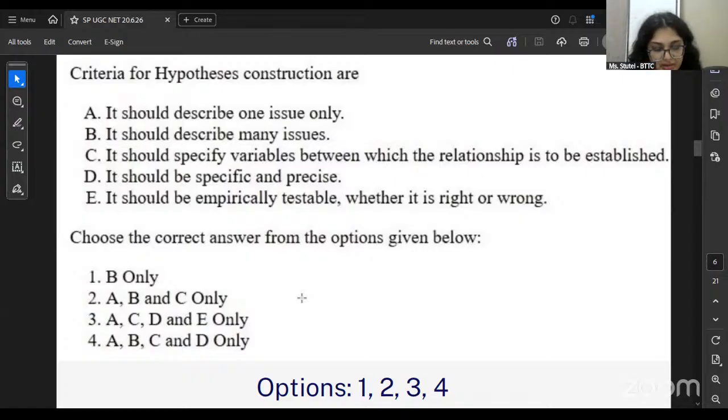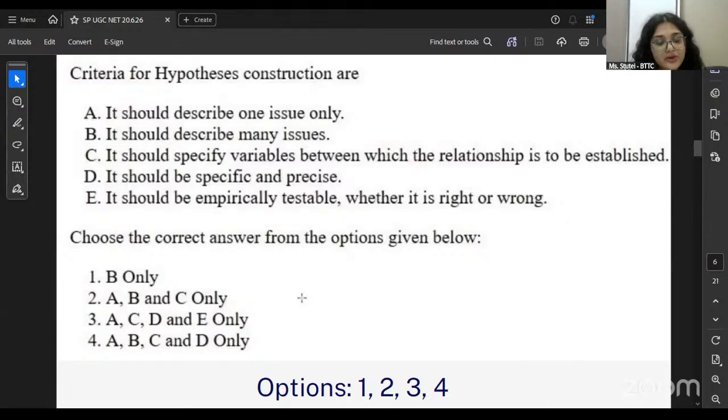So I was like, let me see. A good hypothesis should definitely be focused and deal with a specific problem or a relationship, not multiple unrelated issues. So this option seemed okay to me. Now I kept this fact in my mind. Then I moved on to the second option. It should describe many issues. Now see, the fact that I agree with the option number 1 so much, I was like, obviously this is not true. It should not describe many issues. So in my head, I made a mental note that the second point is incorrect.